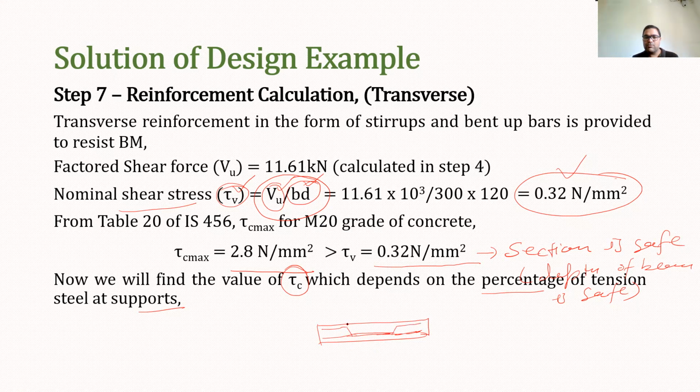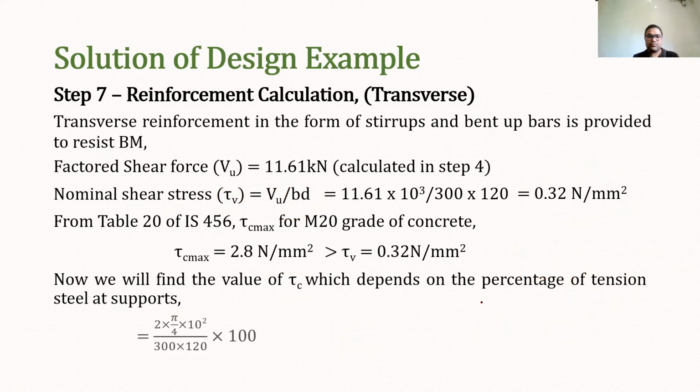So when we remove this one bar, at the support, if I cut the cross section, only two bars will be there, while if I cut the section here, it will look something like this. So at the support only two bars are there, therefore we will calculate the percentage of steel having two bars only. Here percentage of steel is area of steel at support divided by effective cross-sectional area of the lintel beam.